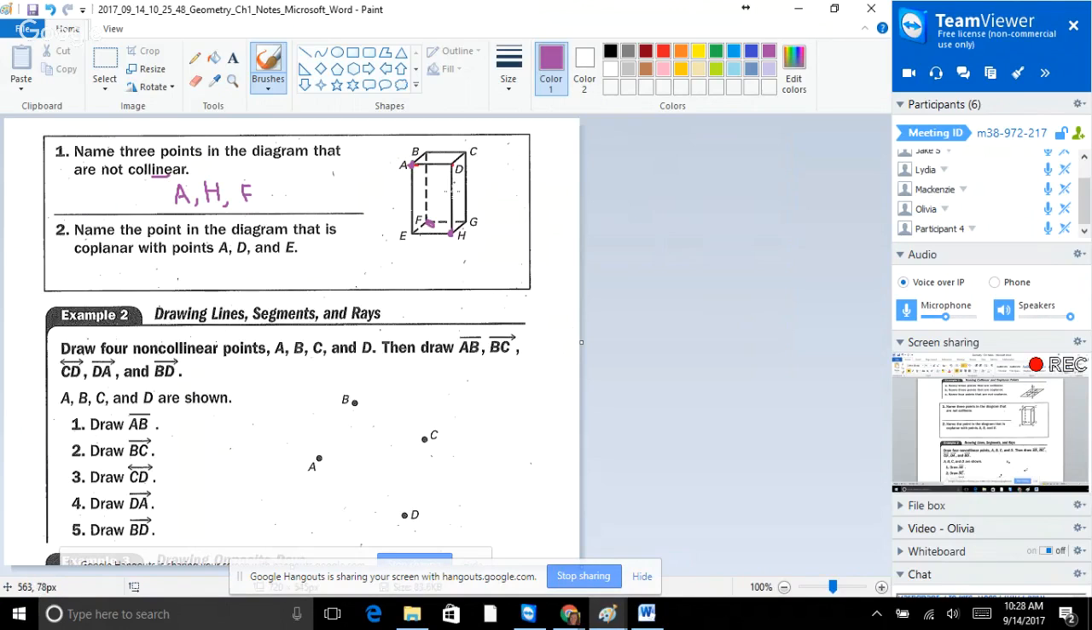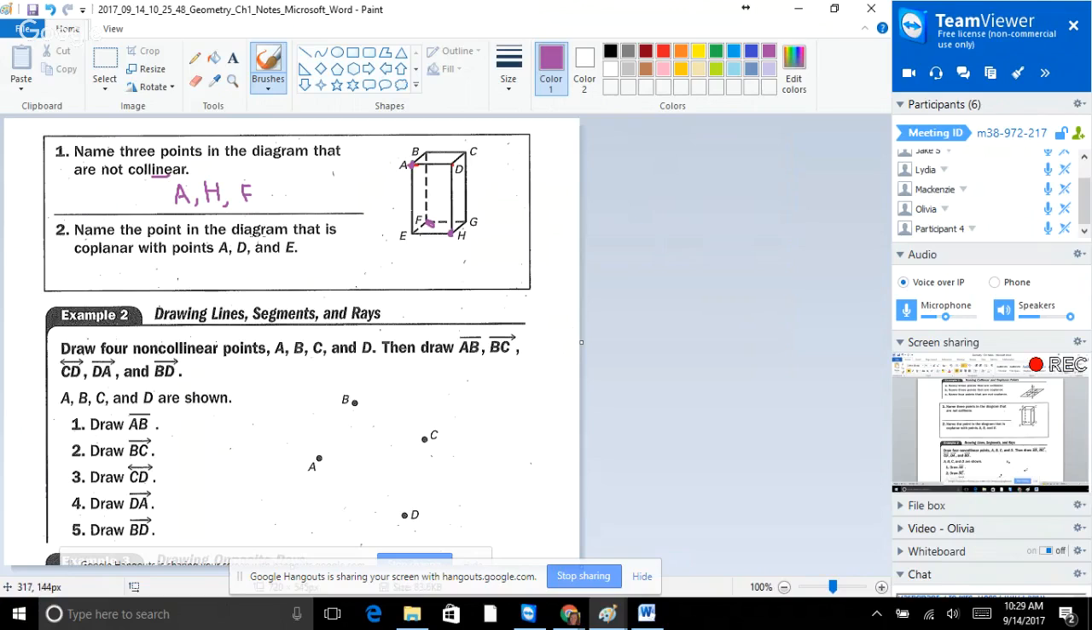So they're asking us to name another point in the diagram that is coplanar with points A, D, and E. The plane that they're talking about is basically the front of this rectangular box. They've got A, D, and E. So what would be the other point that is coplanar on the same plane? How about H? H is on the same plane. So that's all you have to say is H. Pretty cool, right? So exciting.